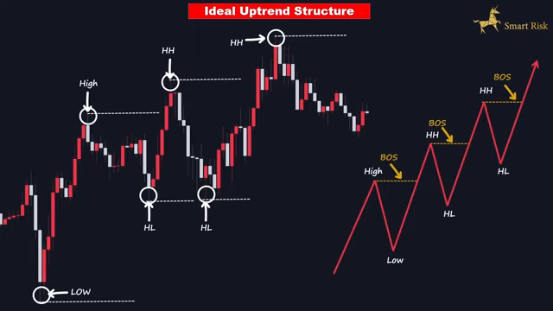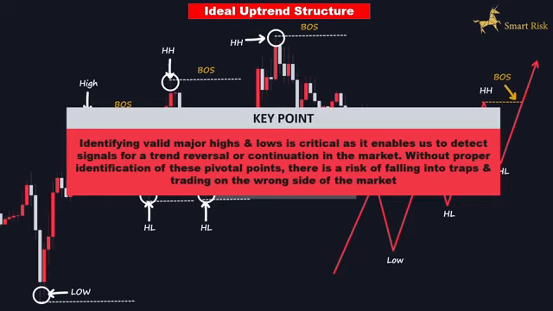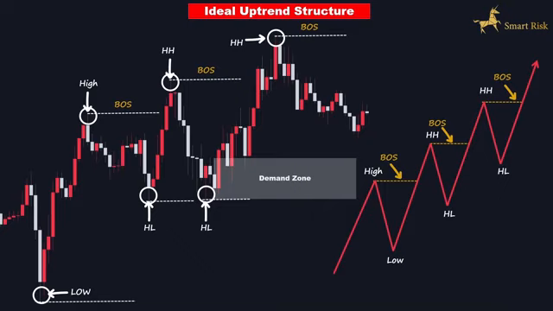For example, to maintain the uptrend, it's crucial that price does not break this major low. Whenever the price breaks a major high to the upside, it forms a break of structure and establishes a demand zone associated with the BOS wave. Identifying valid major highs and lows is critical as it enables us to detect signals for a trend reversal or continuation in the market. Without proper identification of these pivotal points, there is a risk of falling into traps and trading on the wrong side of the market. The same concepts apply to the bearish scenario.